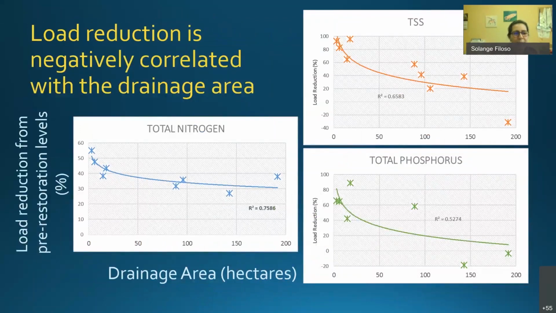And in fact, we did see a significant negative correlation between the level of performance of this restoration and the size of the drainage area of the stream. The streams that had bigger drainage areas performed less in terms of retaining or reducing loads than streams with smaller catchments. Next, please.